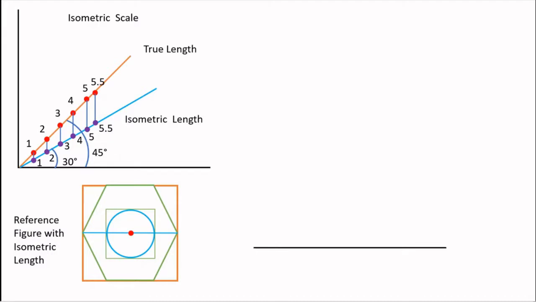So we construct a horizontal on which we draw the isometric axes inclined at 30 degrees on either side. On the isometric axes, we take distances from the reference figure. So the outermost rectangle I'll be drawing along the isometric axis lines, taking the distances on the reference figure.